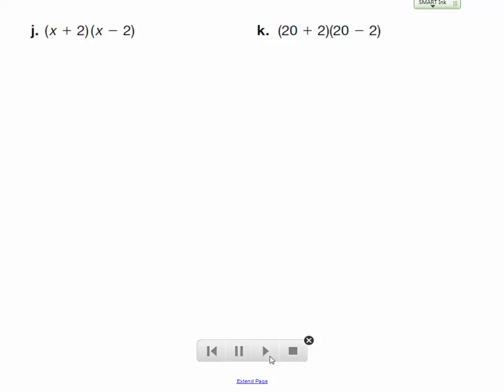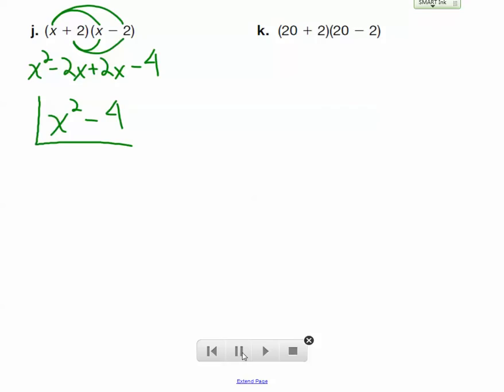And just a couple more here. X plus 2 times x minus 2. Distribute the x, x squared minus 2x. And then distribute the 2, we get 2x minus 4. X times x is x squared. X times negative 2 is negative 2x. 2 times x is 2x. 2 times negative 2 is negative 4. And then we combine like terms. Now in this case we have negative 2x plus 2x. Those cancel out. That's 0. So our answer is just going to be x squared minus 4.